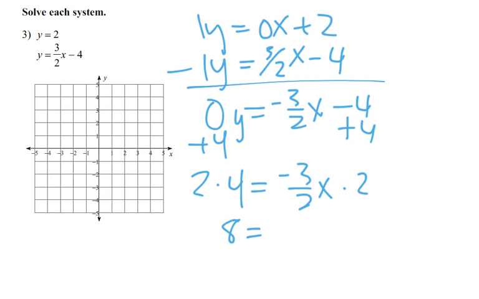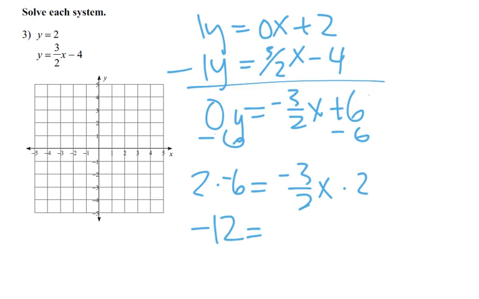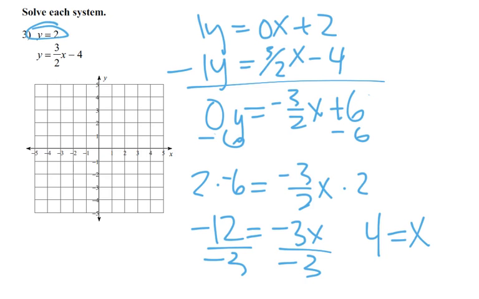8. What did I do wrong here? I'm not used to doing them when we didn't have the x term. Oh, duh. 2 minus a negative 4 would be 6. Oh my goodness. So, here's the first lesson of today. You guys got to pay attention to what you're doing, because if not, you make stupid mistakes. Just like I'm doing. So negative 12 equals negative 3x divided by negative 3. We get 4 equals x, which then we already know that y equals 2, so we're good.